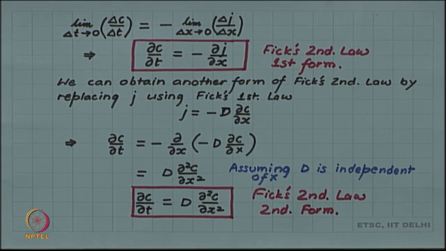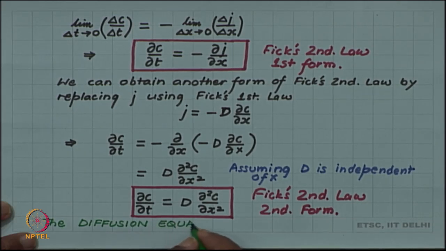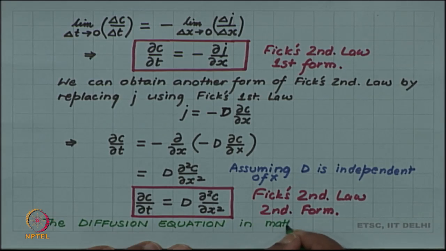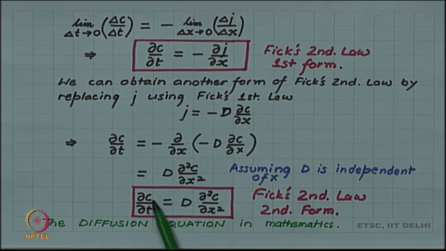So essentially Fick's second law is a differential equation, and it is a very famous and important differential equation in mathematics, and it is because it comes in diffusion problems. This equation itself is known as the diffusion equation. That is, if any variable C, it need not be concentration, if its differential coefficient with respect to time is related to its second differential coefficient with respect to space through a constant like this, mathematically it is called a diffusion equation.